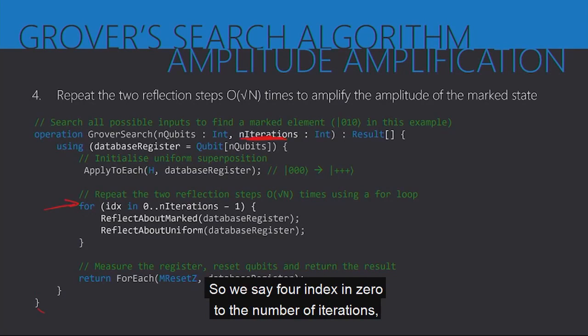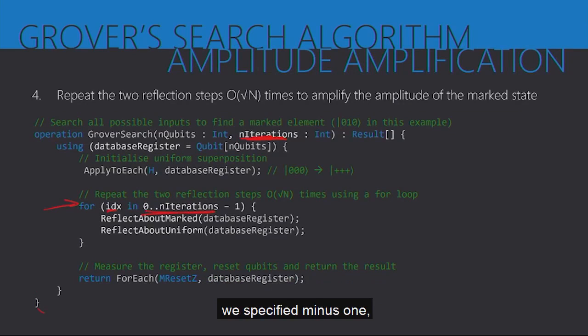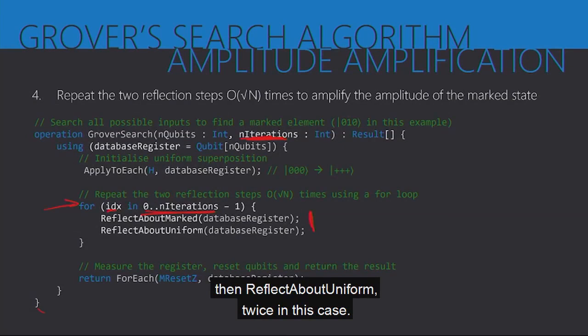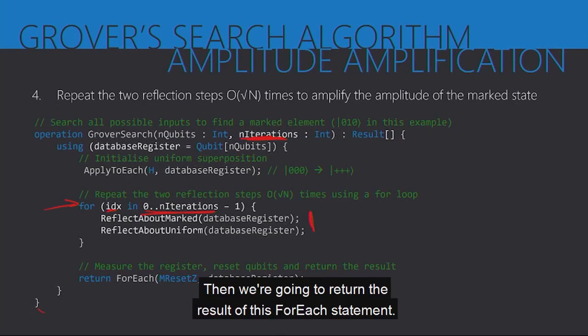So we say for index in 0 to the number of iterations we specified, -1, so we don't end up having one too many. We're going to do our 2 reflection steps, reflect about marked, then reflect about uniform, twice in this case. And then we're going to return the result of this for each statement.